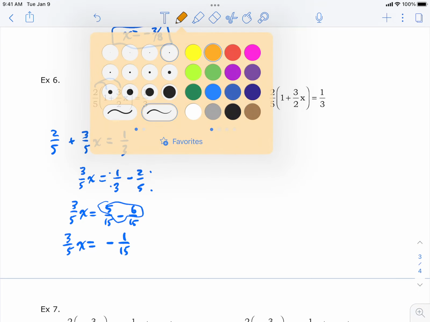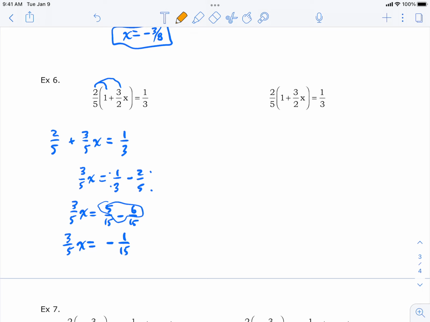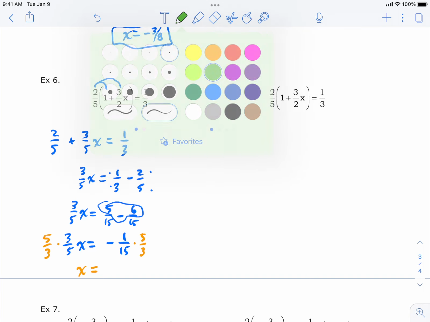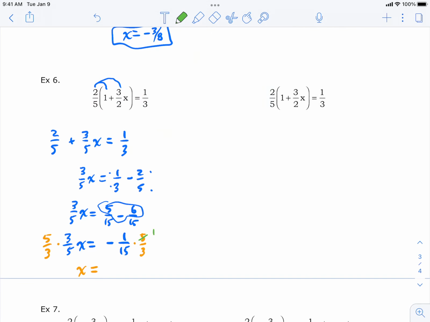Okay, almost there, folks. Now, I don't want the 3/5 there. I could divide by 3/5, but it's easier if I multiply by the reciprocal. So the 3's cancel, the 5's cancel, it's x. Over here, make sure you do the cross canceling. It makes your life so much easier. 5 cancels into 15 3 times. And so what we're left with is a negative 1 times 1.